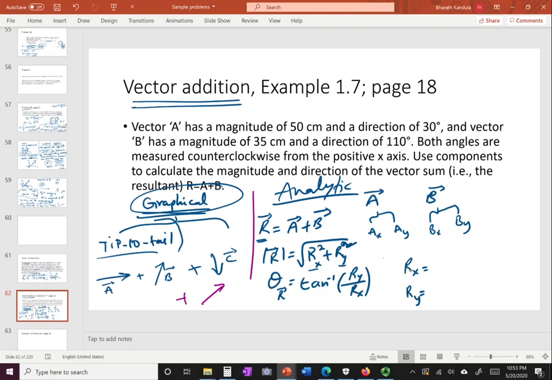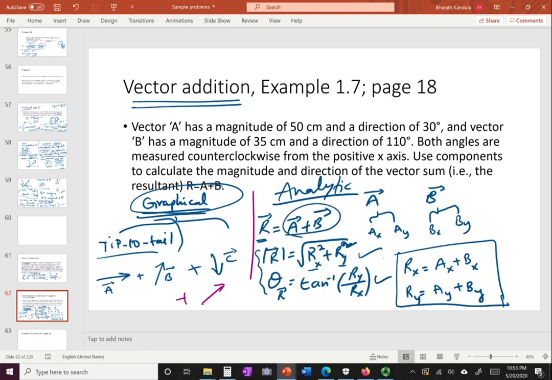Now to find Rx, we just add all the x components of the individual vectors, and to find Ry, we add all the y components of the individual vectors. So once you know these Rx and Ry values, you can just plug them into these equations to find magnitude and direction. Okay, so this R is the resultant, which is the sum of A plus B.